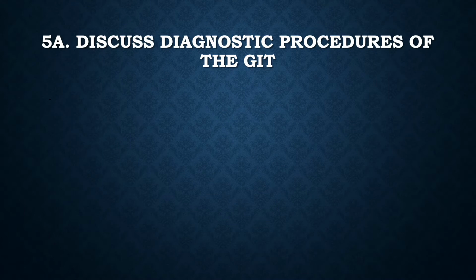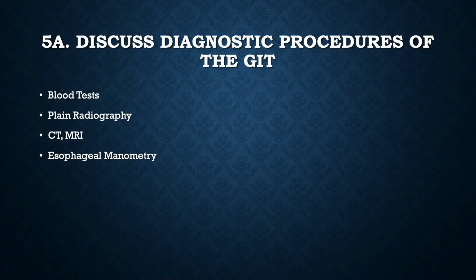Our general objective is to discuss the diagnostic procedures of the GI system, specifically the blood tests, the plain radiography, CT scan and MRI, esophageal manometry, the esophagogram, the upper GI series, the colonogram, and we will also include the esophagogastroduodenoscopy.